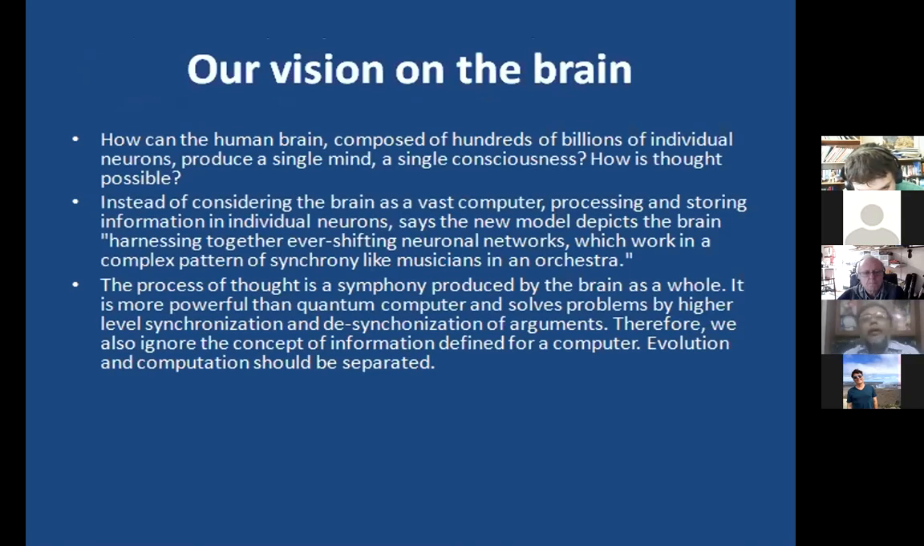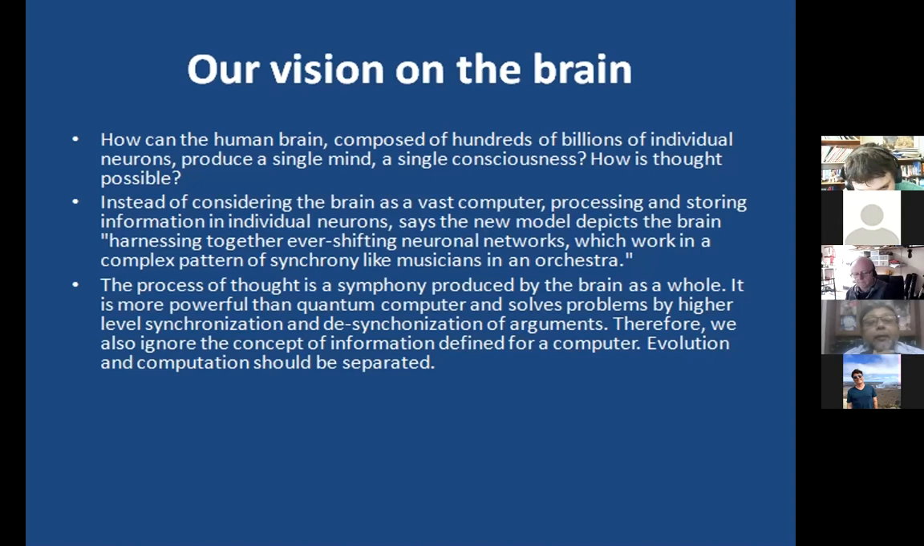So this is our vision of the brain. How can the human brain, composed of hundreds of billions of individual neurons, produce a single mind, a single consciousness? When I see an apple, I do not see just the color, or just the fragrance. We talk about the whole entity. So there should be something synchronized there, which gives us the sense of an apple.